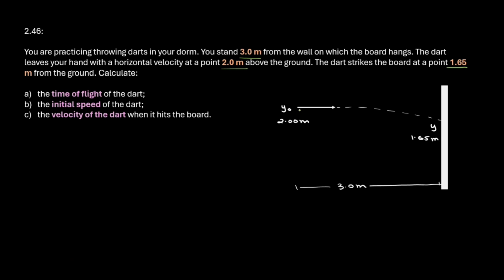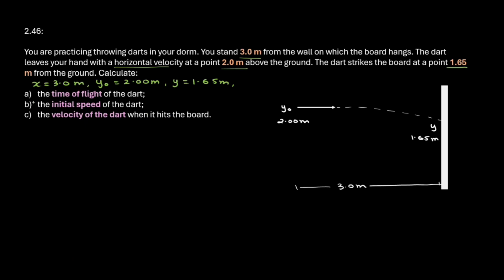it hits the board. So here you are standing 3 meter from a wall throwing a dart, and this distance 3 meter is the distance of the dart along the x-axis from the wall. So I will write this distance as x equals 3 meter. The dart leaves your hand with a horizontal velocity at a height of 2 meter. So the initial y position of the dart is y0, which is 2 meter. And then it hits the board at a position of 1.65 meter above the ground. So the final y position for the dart will be 1.65 meter.